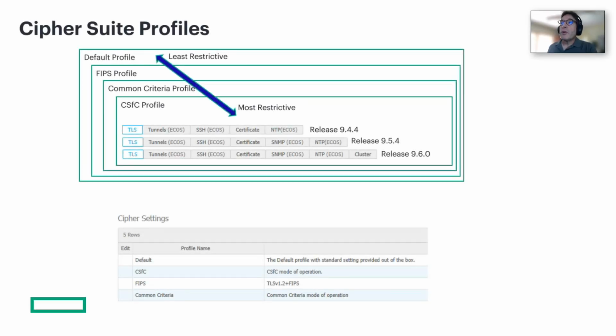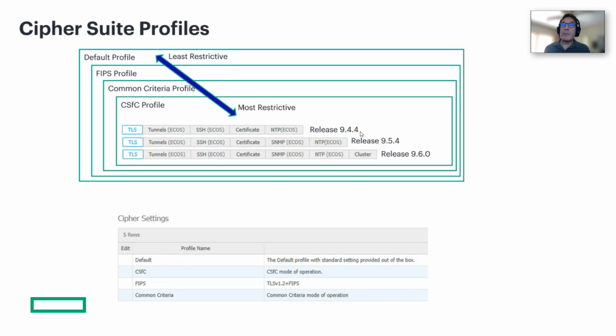These cipher profiles, again, were added in 9.4.4, 9.5.4, 9.6.0. There are four of them out of the box: default, FIPS, Common Criteria, and CSFC. The intent is for there to be a range of least restrictive to most restrictive. What you see here is a profile, and then all the services for that profile will have certain settings.